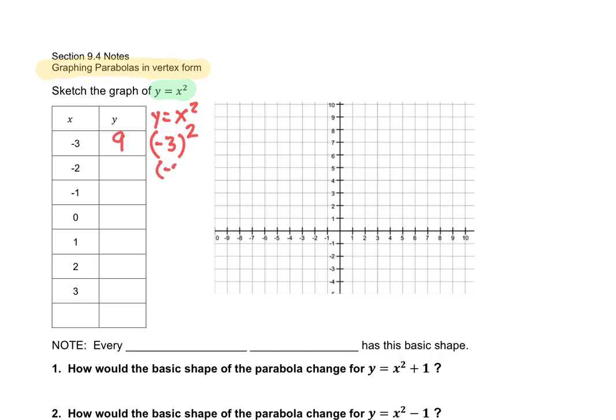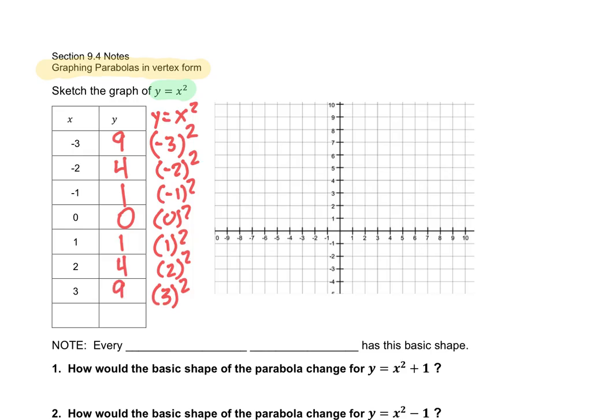Then we'll do the next one, (-2) squared, and then we have (-1) squared. I'm just going to go all the way down and substitute in these numbers for x. So what do we get here? So we have 9. Go ahead and just shout it out. (-2) squared: 4. (-1) squared. 0 squared. 1 squared. 2 squared. And 3 squared.